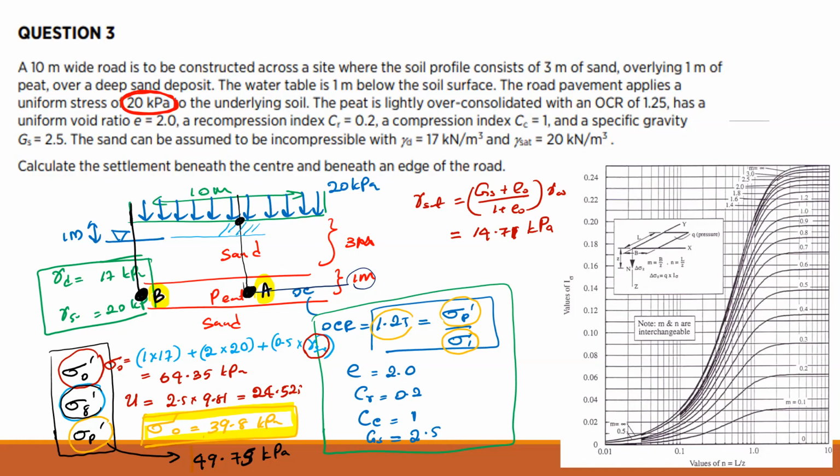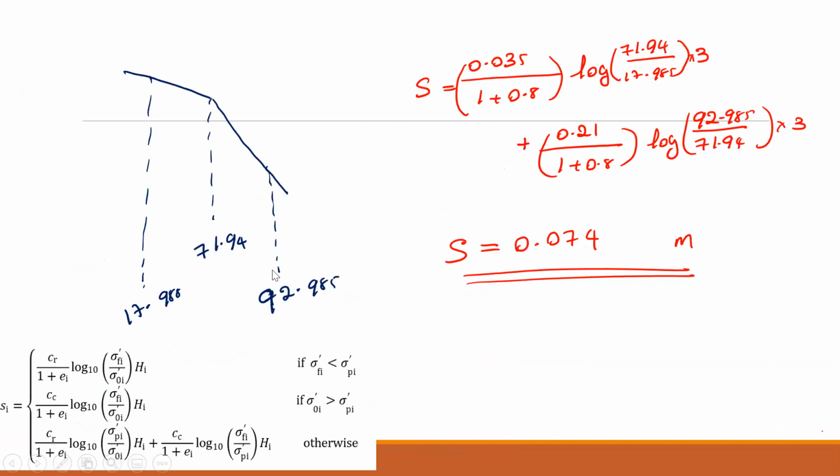Yeah, it says assume sand is incompressible, yes. So the equation was log final over the initial, is that right? Yes, final over the initial times the height of the peat layer. Thank you.